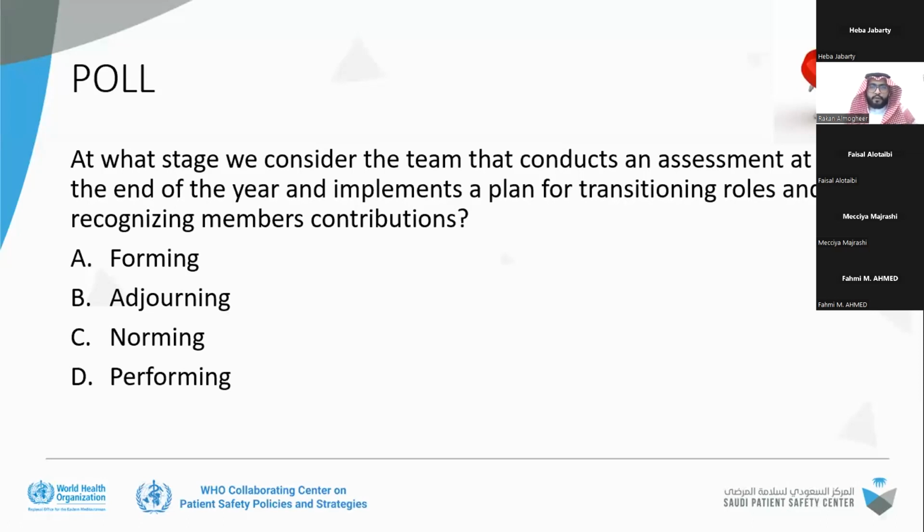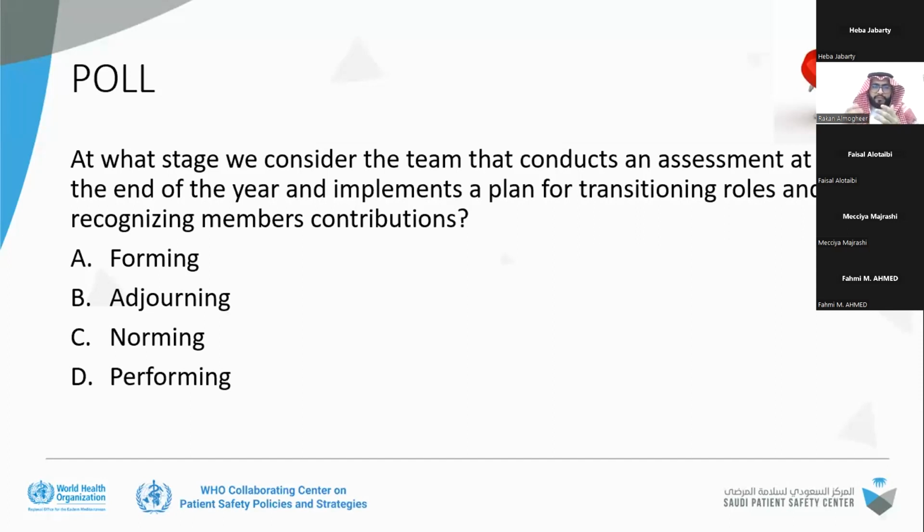So most of you have answered performing. There is a new choice which is called adjourning, and this is actually the correct answer. I know it was not in the schedule, so this is an add-on stage.